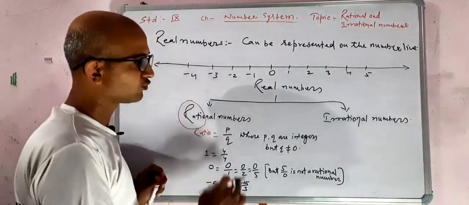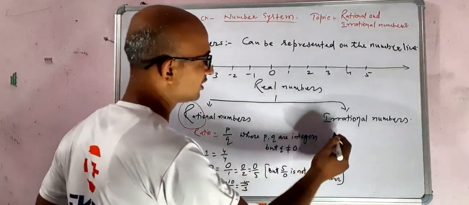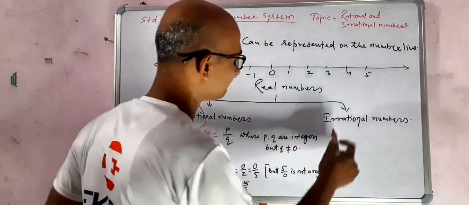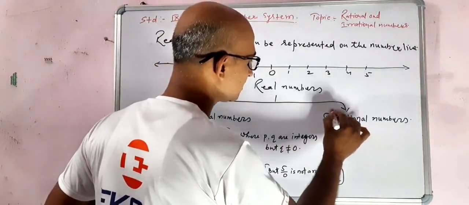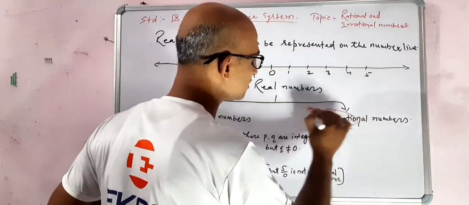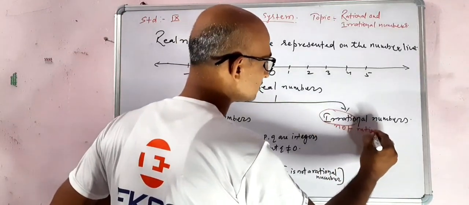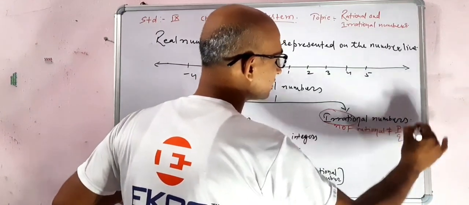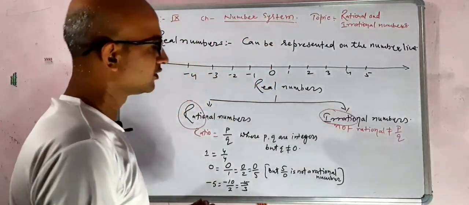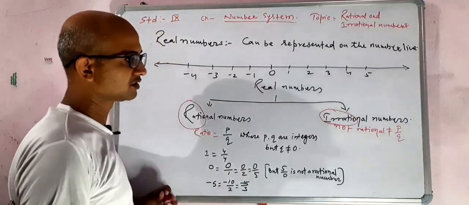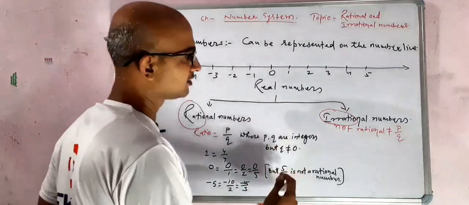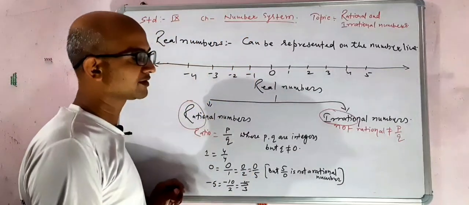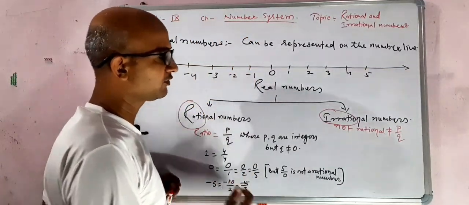Now see, what are irrational numbers? Irrational means not rational. Irrational is the opposite of rational. That is, irrational numbers are not equal to p by q. Irrational numbers cannot be expressed in the form of p by q.